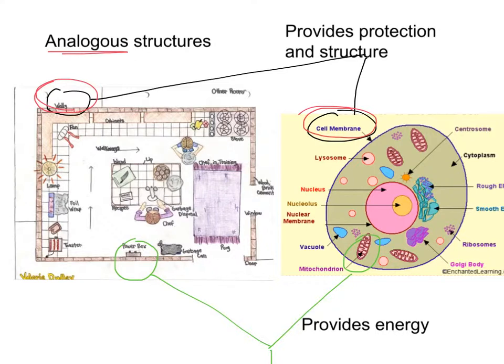Likewise, down at the bottom, you can see I circled in green on the left-hand side the power box for the kitchen, and on the right-hand side the mitochondrion, which is one of the organelles in the cell. And these two structures may look nothing alike, but they do have the same function. They are both there to provide energy for the cell.